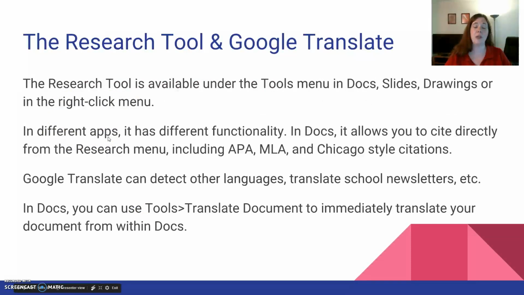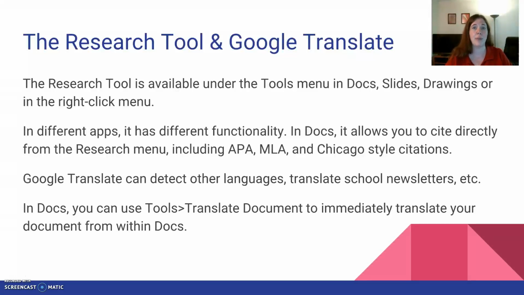The research tool and Google Translate. The research tool is under the tools menu. It's just an option that you would see in Docs, in Slides, in Drawings. It's essentially something that lets you search Google without having to go to another tab, open up Google, and type in what you're looking for. Instead, you can just highlight and hit the research tool. In different apps, it has different functionality.